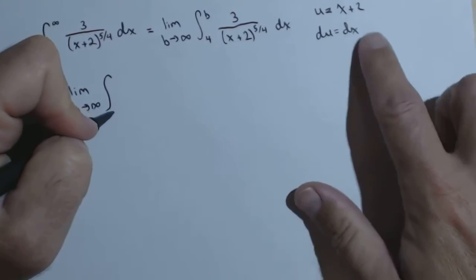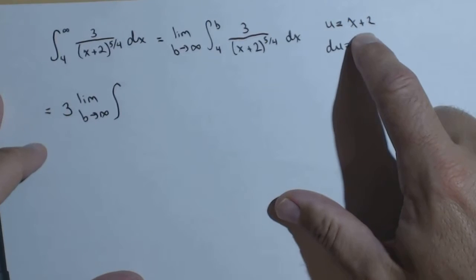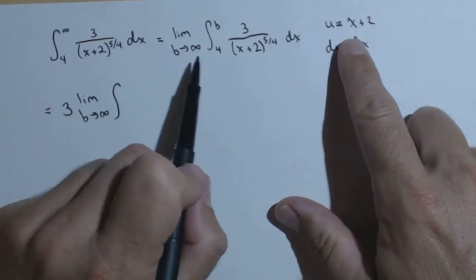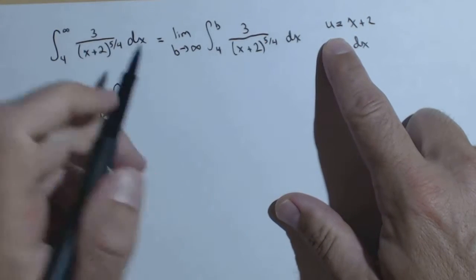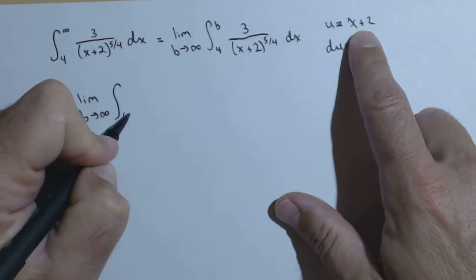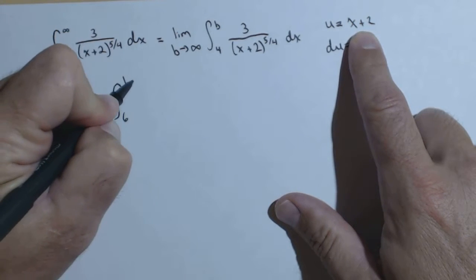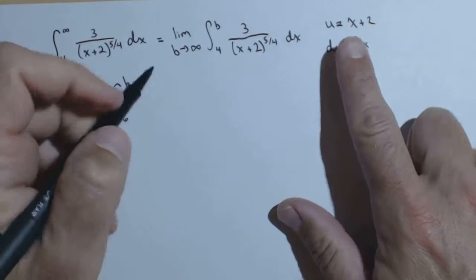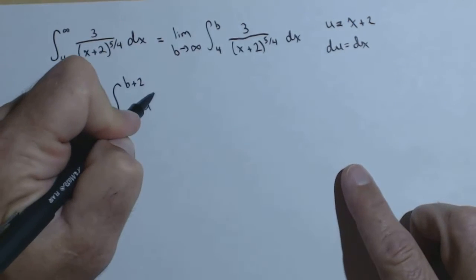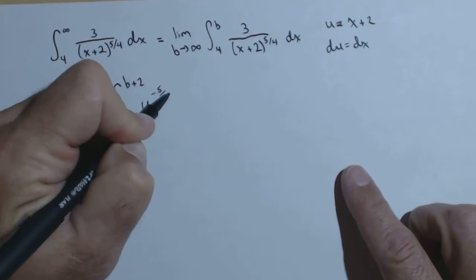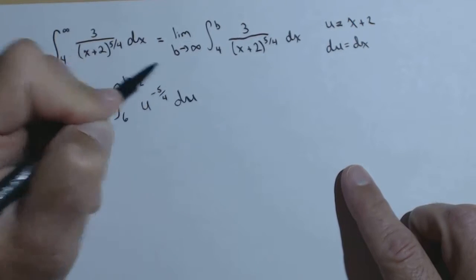I'm going to change my limits. This tells me that the relationship between my limits is if it's an x value, I add 2 to it to make it a u value. So the new lower limit is 6 because of that, and the new upper limit is b plus 2. Now this is just going to become u to the minus 5/4. So let's get that ready to find the antiderivative.